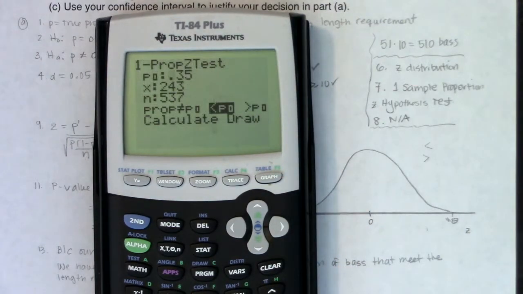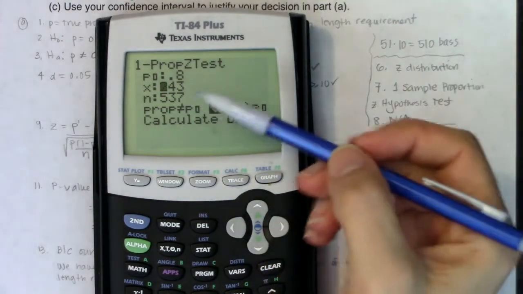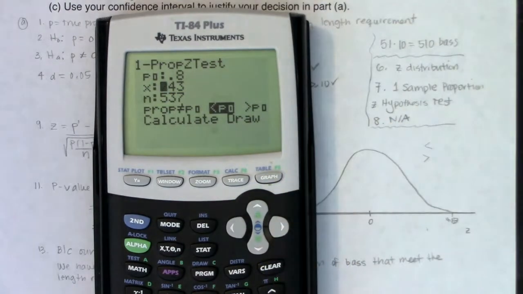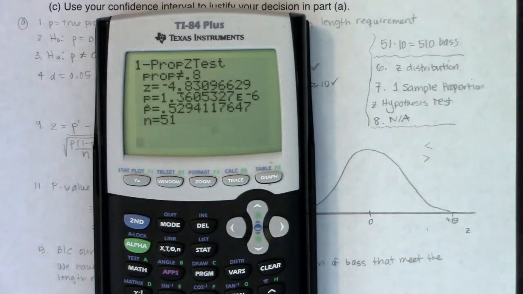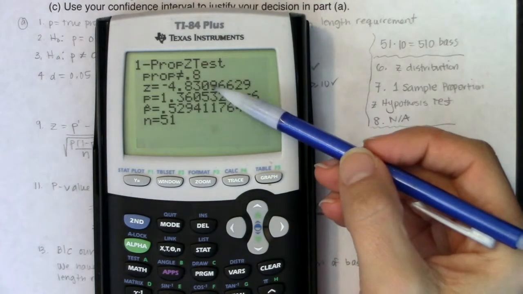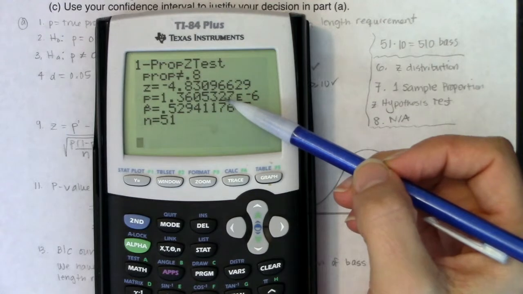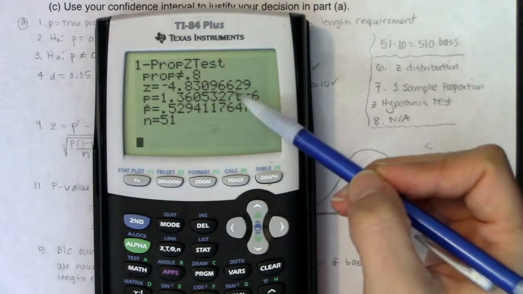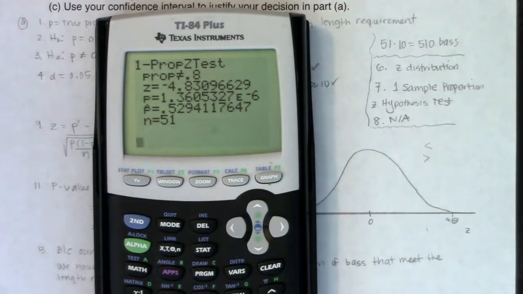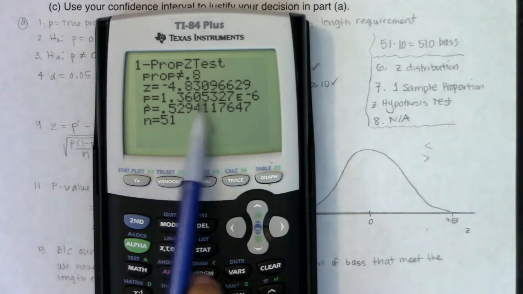All right. So now my hypothesized proportion was 80%. These next two numbers have to be whole numbers. So I had 21 successes out of 51 trials, and I had a not equals to test. So when I go down and I hit calculate, you're seeing there's my negative 4.83. There's my p-value that is not 1.36, it is 0. Please don't forget the e to the negative 6, all right? We gotta make sure that we're paying attention to that. So we got all of that.